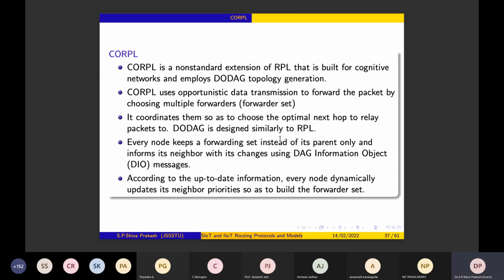Every node keeps a forwarding set instead of its parent only, and informs its neighbors of its changes using DAG information object messages. According to the updated information, every node dynamically updates its neighbor priorities so as to build the forwarders.